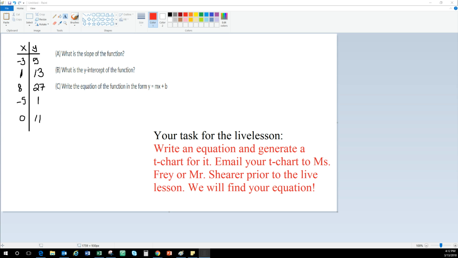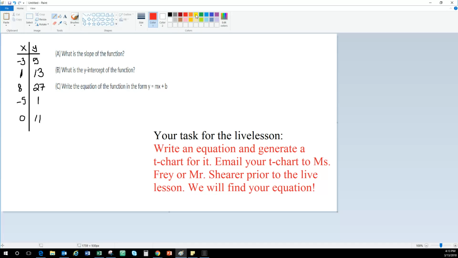Okay, so we're looking at trying to get an equation from a given t-chart. And we could also do this with a graph if we pulled the points off the line. But what we're looking for here is part A, it says what is the slope of the function? Part B, what is the y-intercept of the function? And C, write the equation of the function in the form y equals mx plus b, so slope-intercept form.